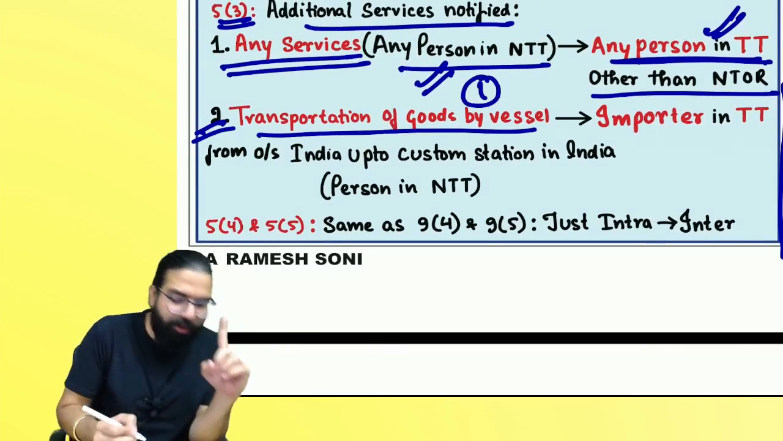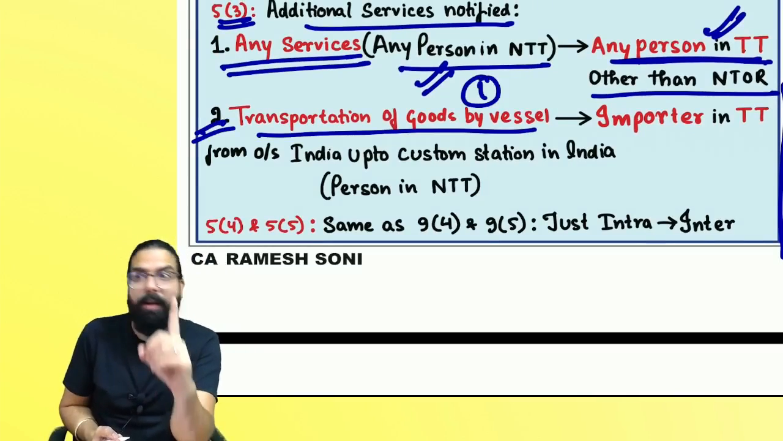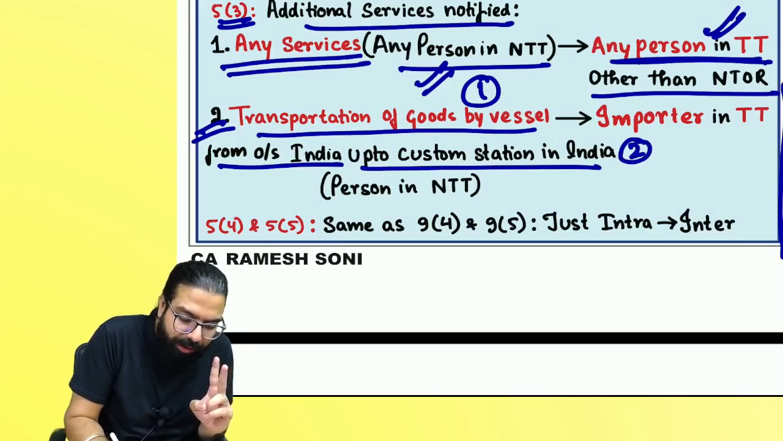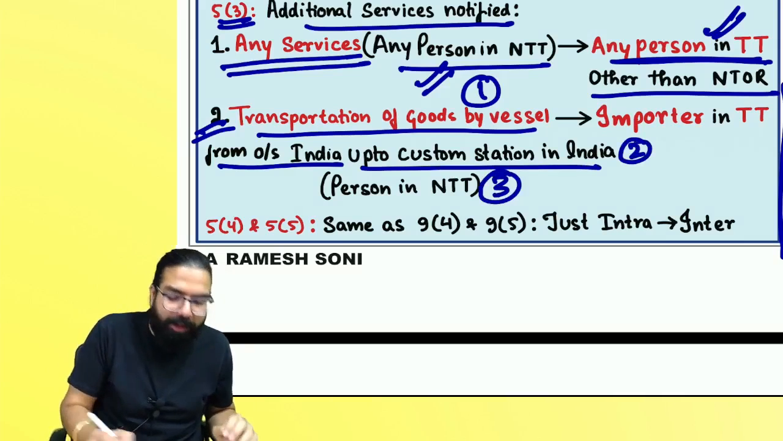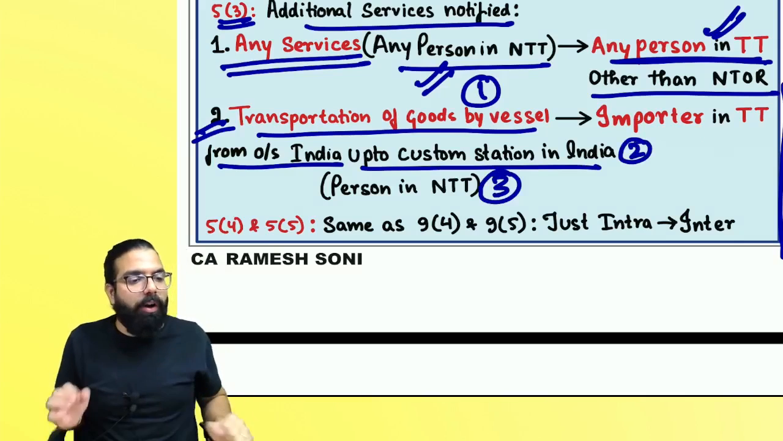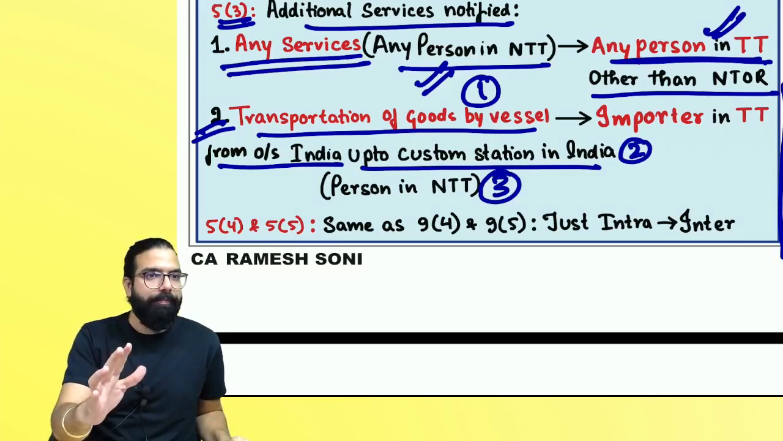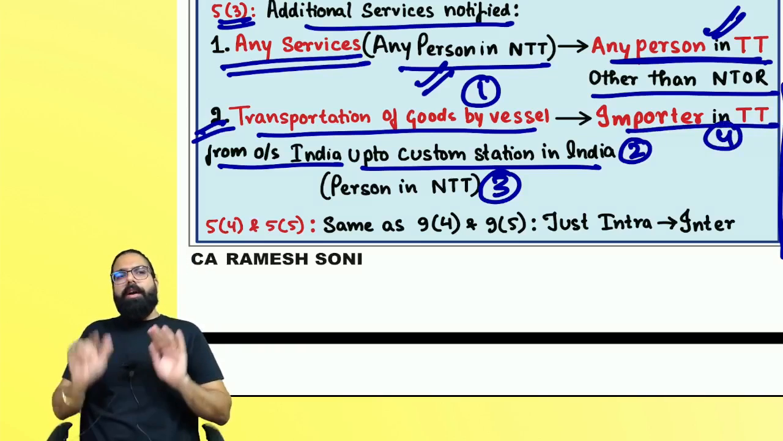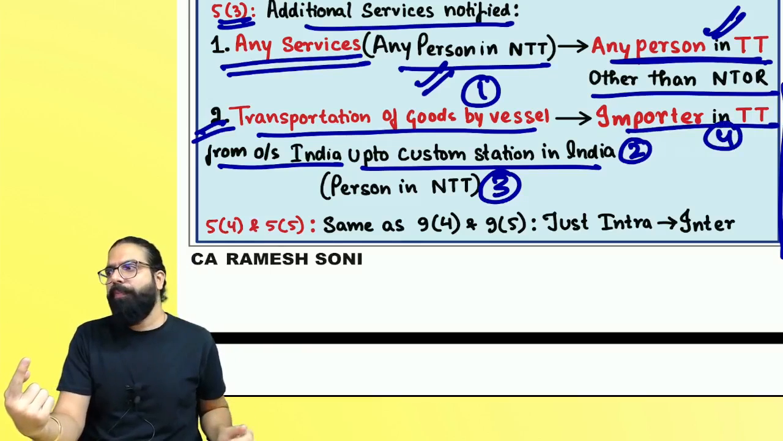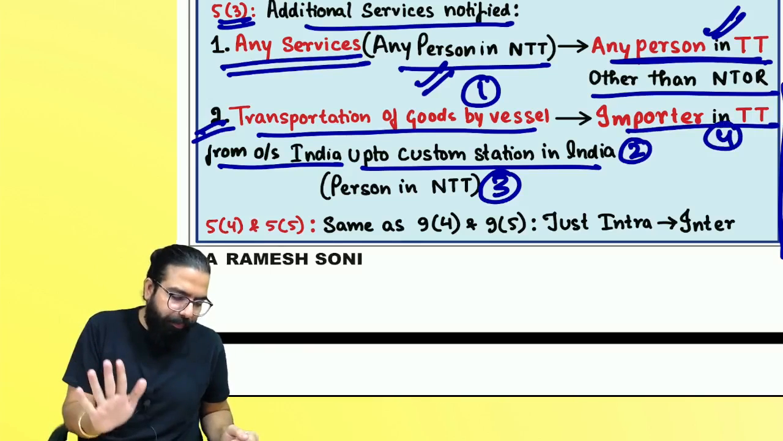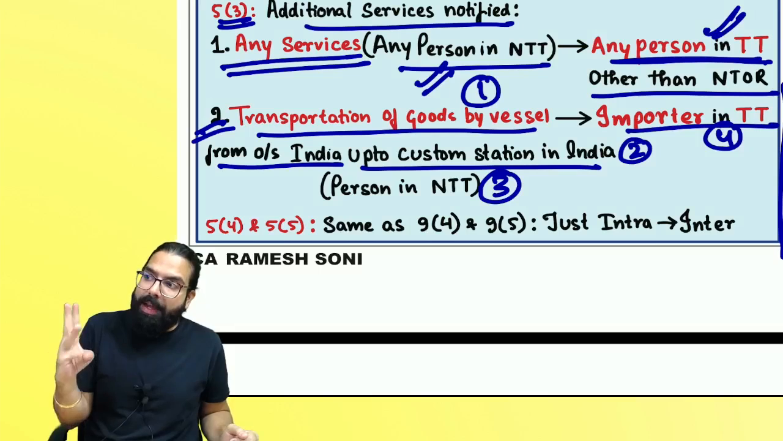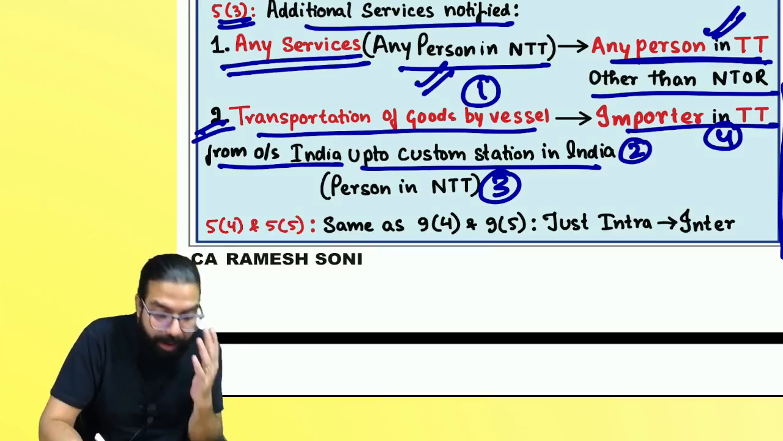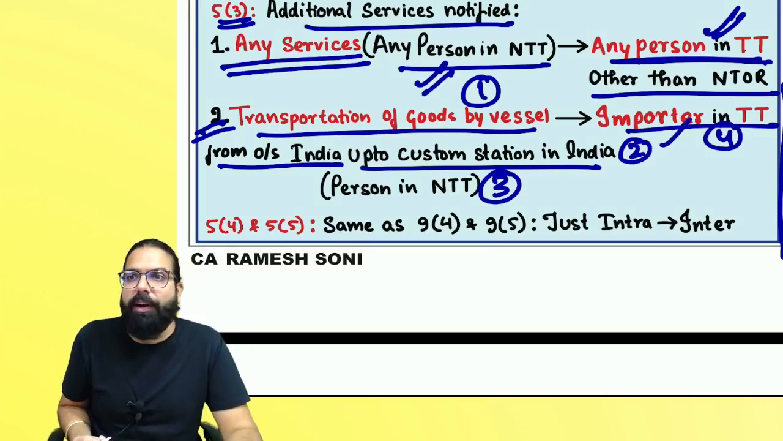The next one over here is transportation of goods. Number 1, it should be transportation of goods by vessel. Vessel. Remember, not air, vessel. Next, from outside India into the custom station in India. Thirdly, it should be done by a person in the non-taxable territory, basically a foreign shipping company. And number 4, you, the importer, will have to pay the GST under RCM. Remember, transportation of goods by vessel from outside India into India by a person who is in the non-taxable territory, and you are the person in the taxable territory who is basically the importer. You have to pay the GST under RCM.